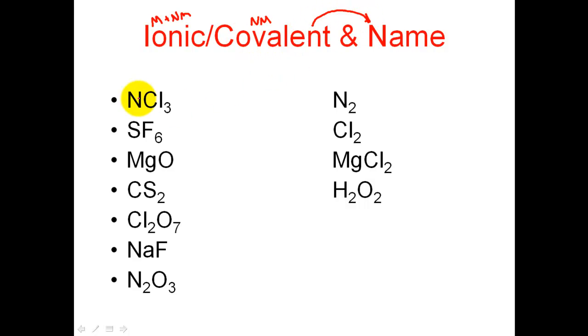All right, so NCl3, that's a non-metal and a non-metal. So therefore it's a covalent compound. Covalent compounds require prefixes. This is going to be nitrogen trichloride. I apologize if you can't read that. That's nitrogen trichloride. Here I have sulfur and fluorine. Both of these are non-metals. Non-metals mean I'm going to be covalent. And this is going to be sulfur hexafluoride.